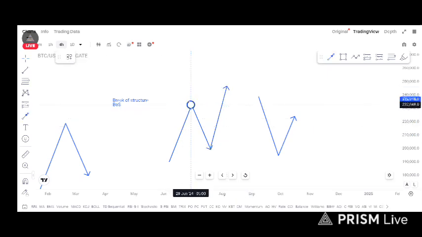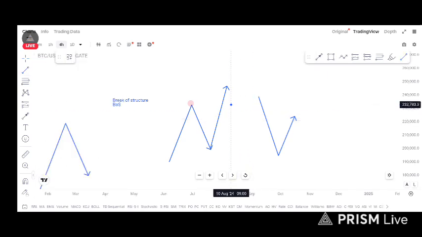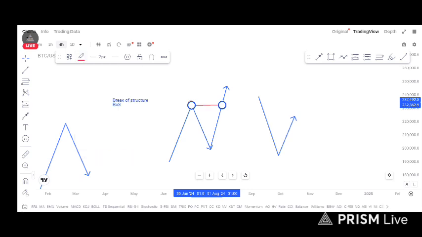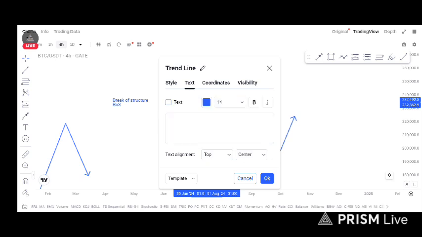So we use a line to identify a break of structure. Are you seeing? So when market breaks this line, that's when we say this is a break of structure. Okay, break of structure. Let me change the color of this to red, and let's add a text to it.